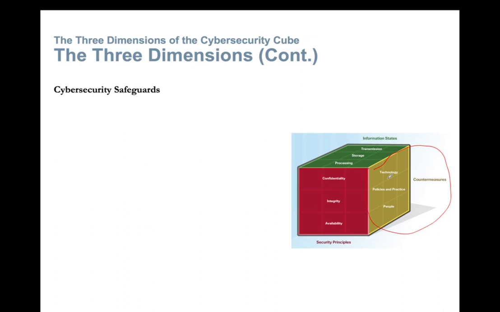The cybersecurity cube defines the three types of skills and disciplines used to provide protection. The first skill includes technologies. The second includes policies and practices, and the third includes the people, to train or educate the people.